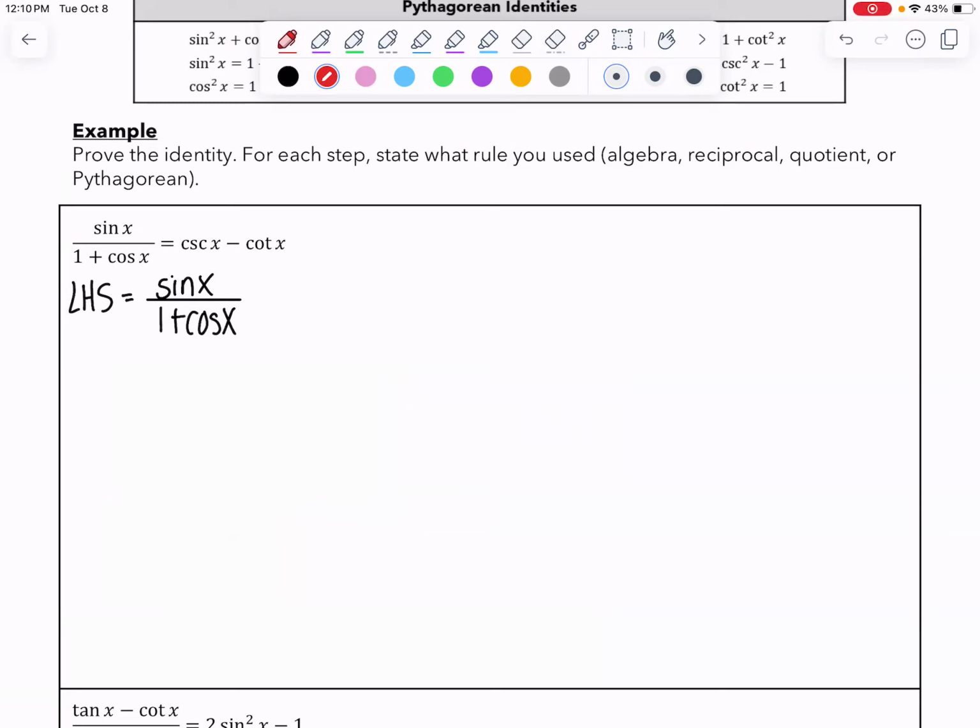When you end up in a situation like this, and especially when you see something being added or subtracted in the denominator, not just multiplication, but this is 1 plus cosine x, there's a trick. Multiply the numerator and denominator of that fraction by the conjugate of the denominator. Multiply numerator and denominator by the conjugate of the denominator.